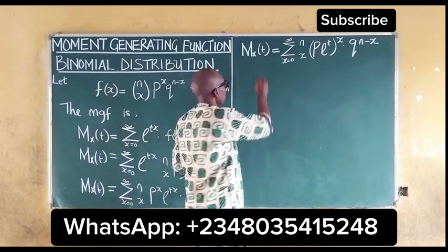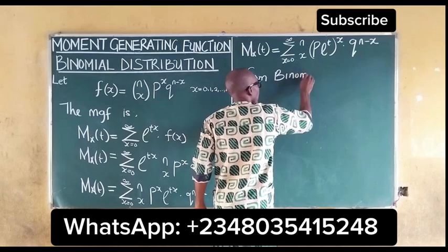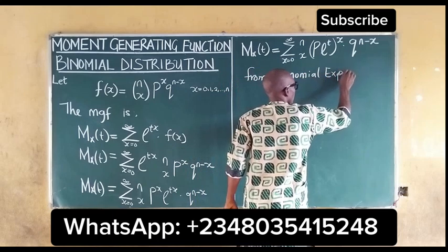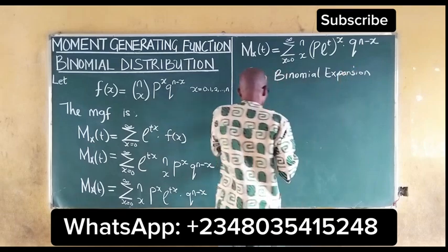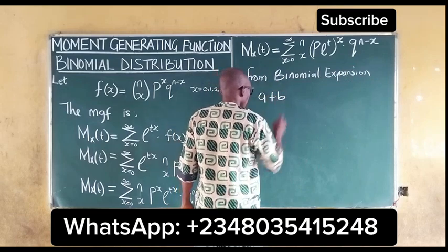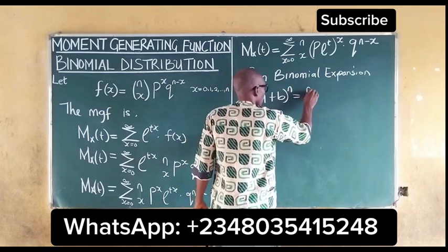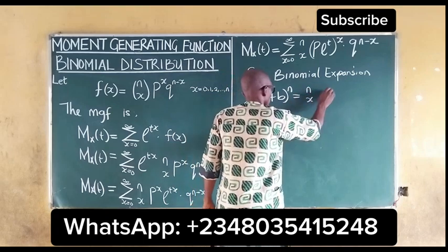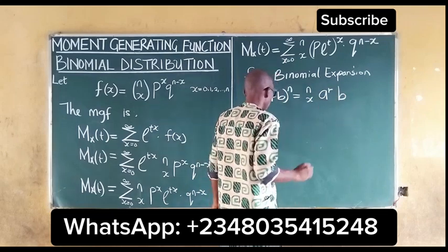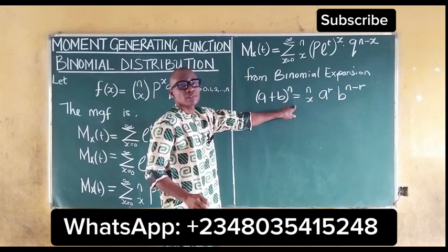And we should note that from the binomial expansion, we can write (a + b) raised to the power of n as equal to the summation of n choose r, a^r and b^(n-r). So we can write this as this.